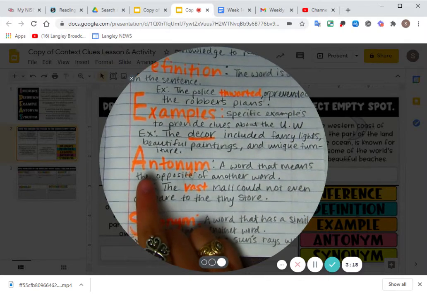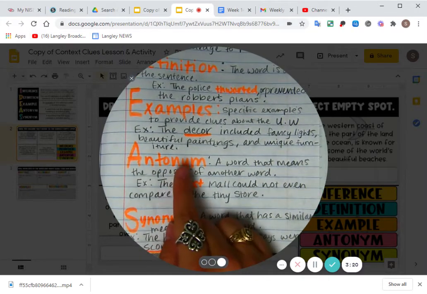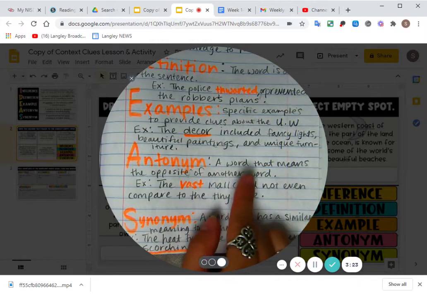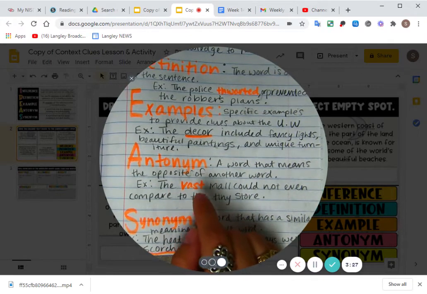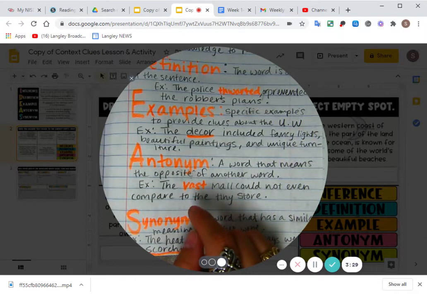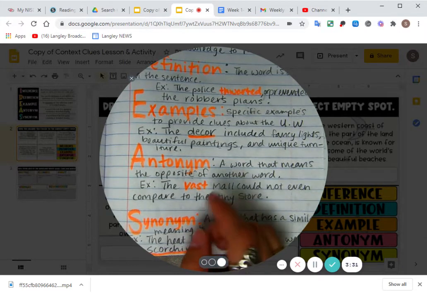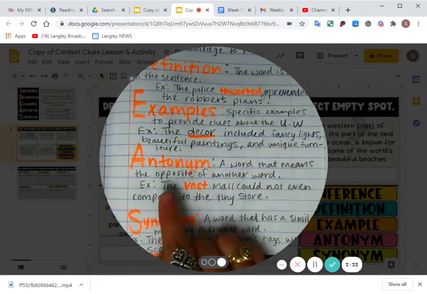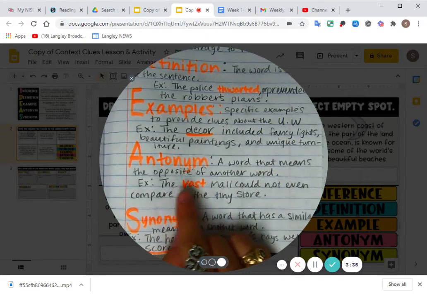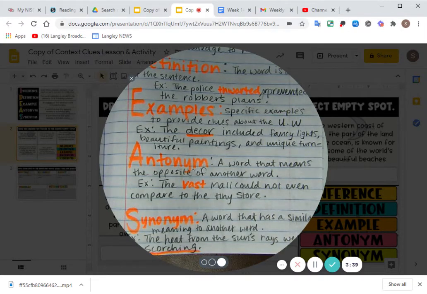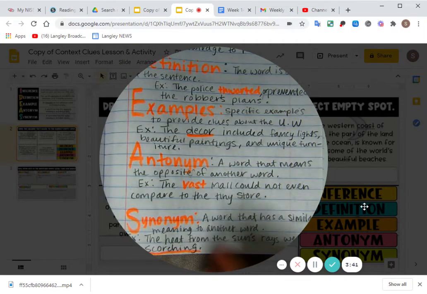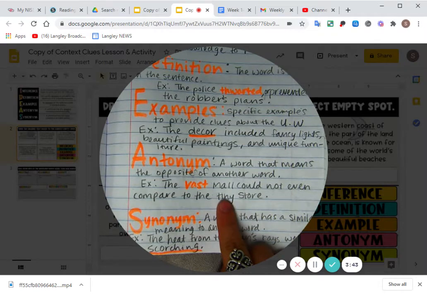All right, on to antonym. So an antonym is a word that means the opposite of another word. So sometimes authors will give you an antonym in the sentence to help you figure out the meaning of that unknown word. All right, so they're opposite of each other. So let's look at this sentence here. The vast mall could not even compare to the tiny store. Okay, so we have this word tiny, all right?